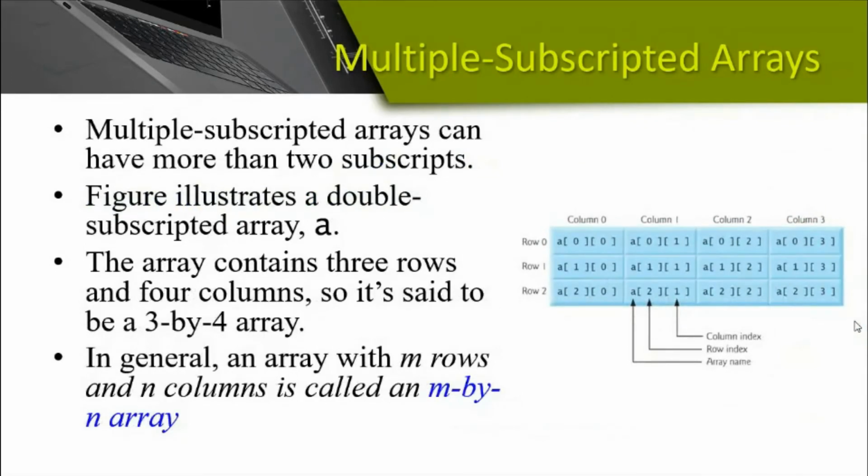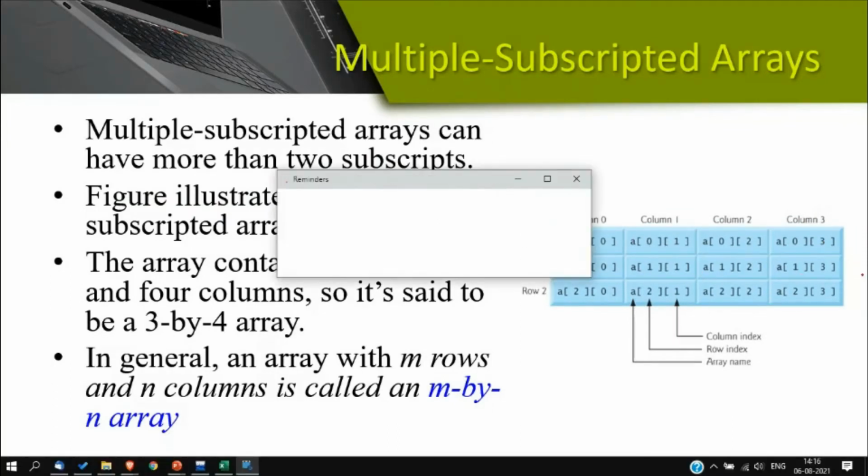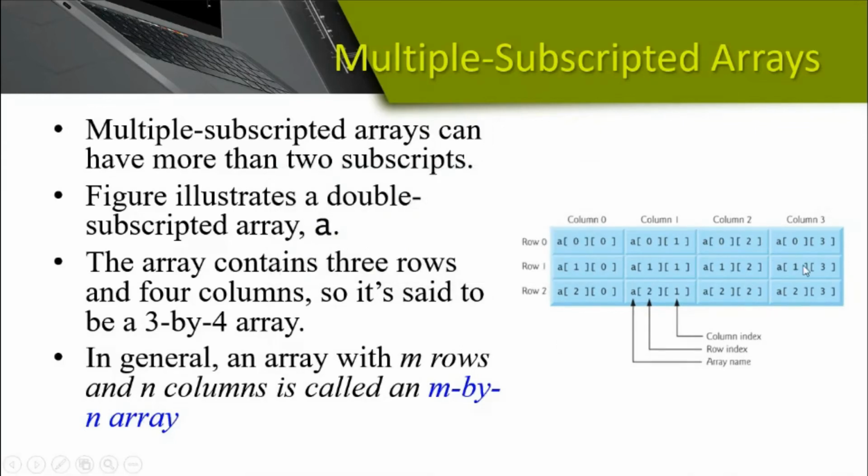So this is an example of a double subscripted array. So this is row 0, then row 1, then this is row 2. Here this is column 0, this is column 1, and this is column 2, and column 3.